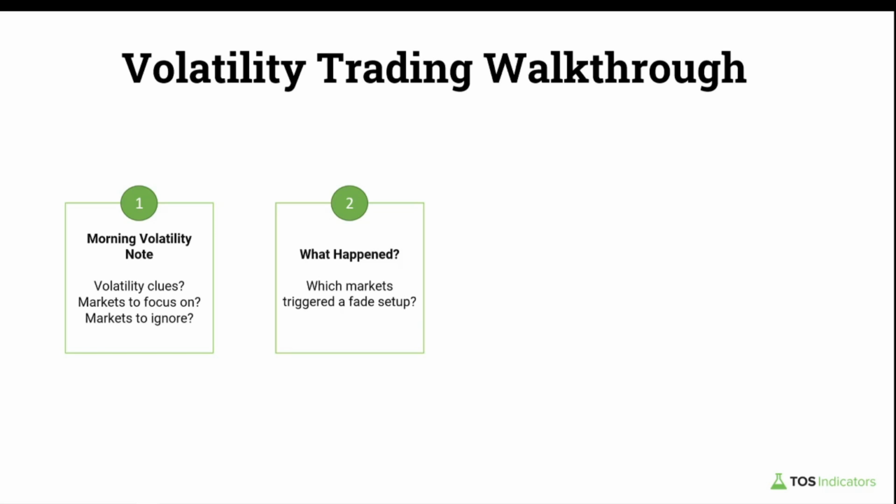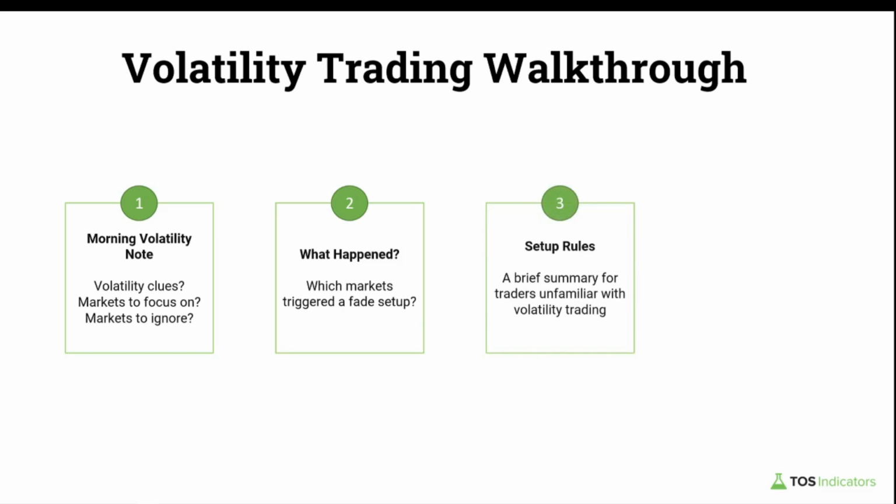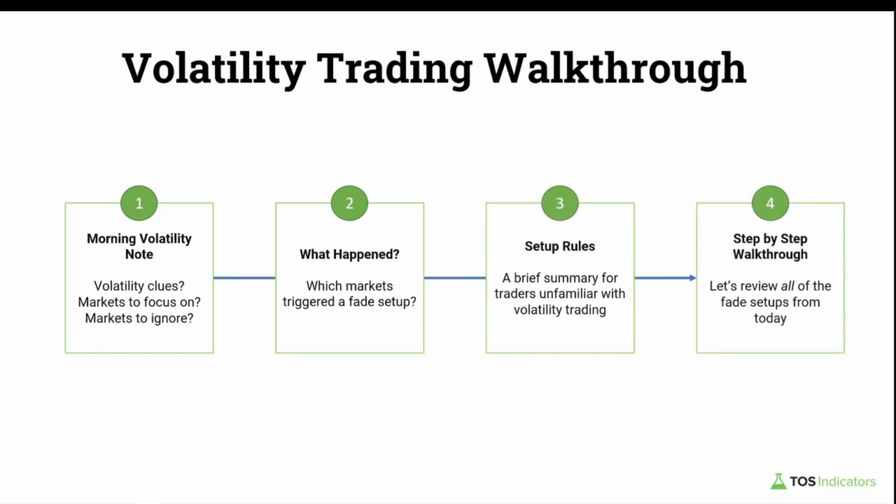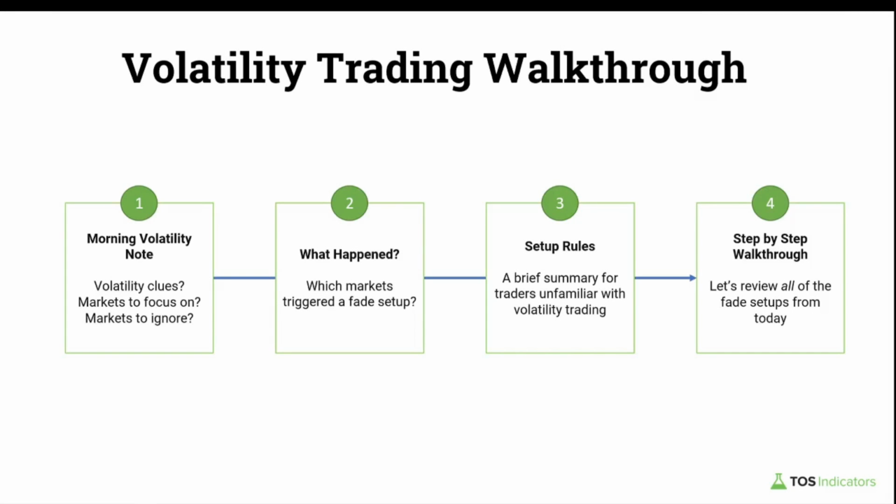Then after we've discussed which markets have triggered, we'll do a quick high-level summary of the fade setup rules prior to jumping into charts, where we'll really break down each of these specific markets. So it's going to be a bit of a longer video. Feel free to use the timestamps if you'd like to jump around. For all of our Volatility Box members, you may be well familiar with 1, 2, and 3, so you may want to jump directly to the step-by-step walkthrough for the S&P, Dow, Russell, 30-year, gold, and silver. The timestamps should help you navigate to the right market or the right portion of this video that you're interested in. All right, so let's get started with the morning volatility note first.